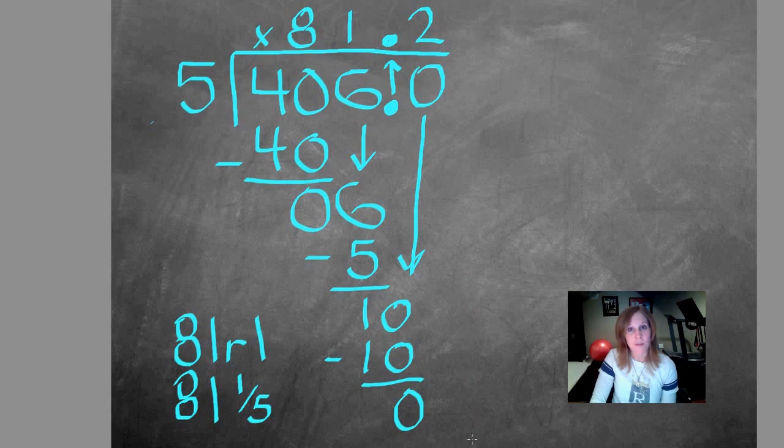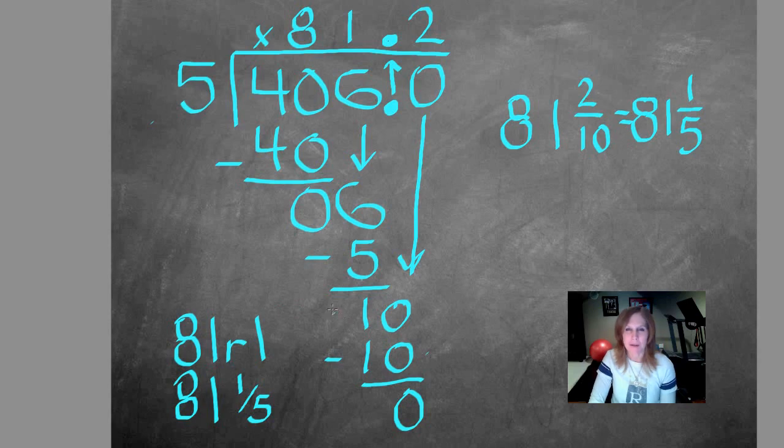I have no more numbers to bring down. I have a roof over every room in my house, and I have no remaining amount here at the bottom. So my final answer in decimal form would be 81 and 2/10, which sounds just like it sounds when I write this as a fraction, 81 and 2/10. That's the fractional way to represent that decimal amount. And I can simplify that to 81 and 1/5. 2 divided by 2 is 1. 10 divided by 2 is 5.